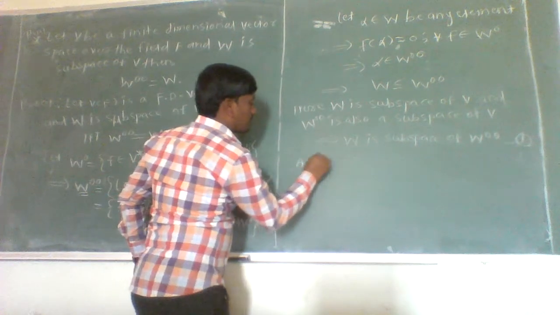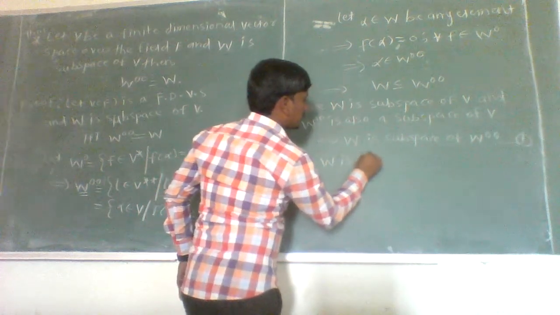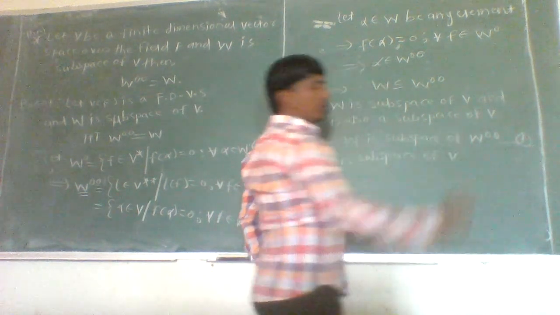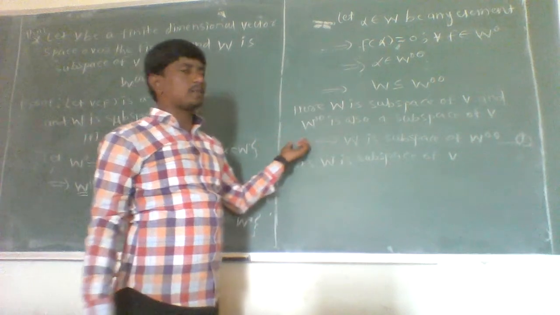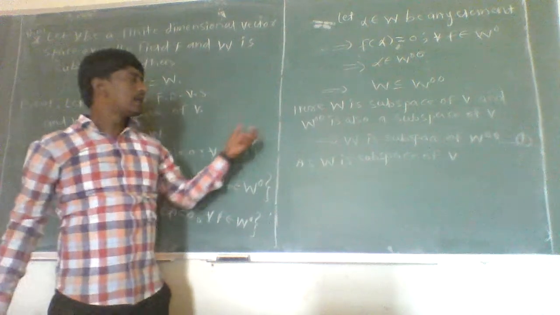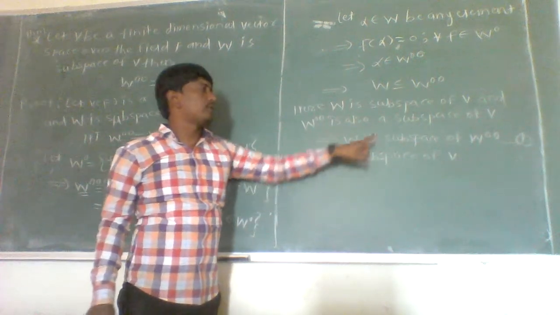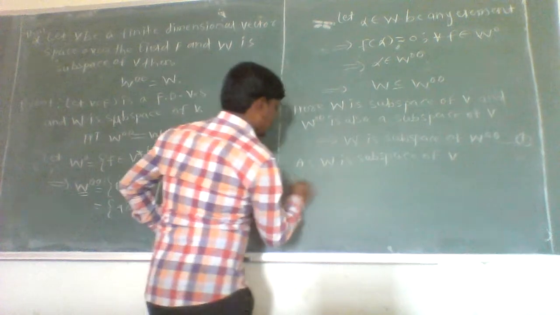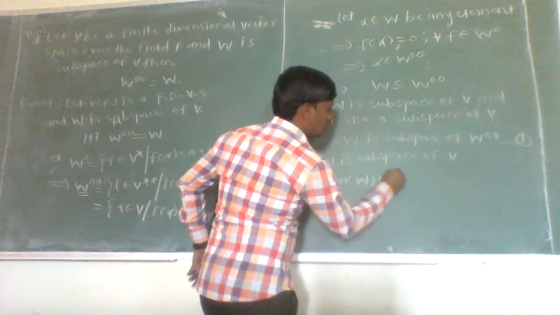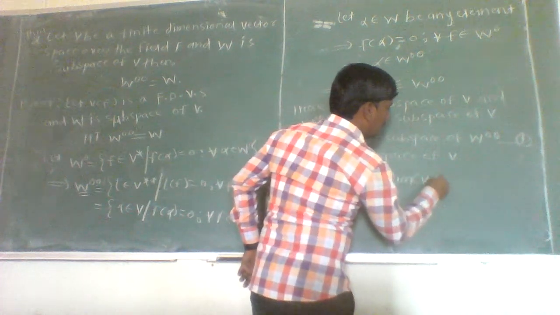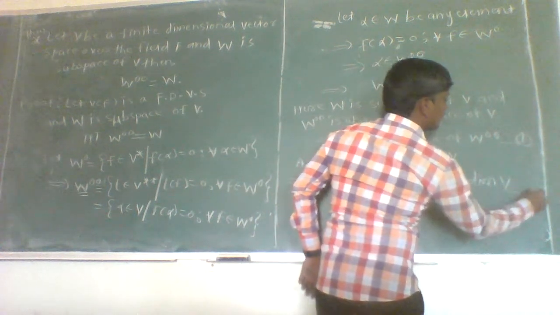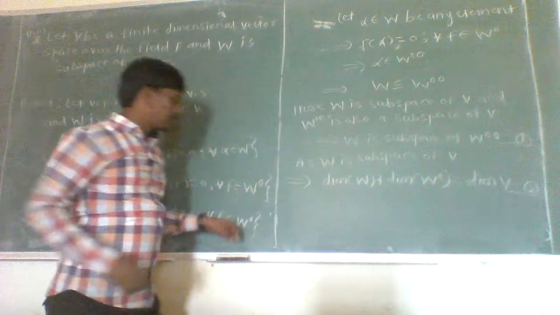As W is a subspace of V, we know that if V is any finite dimensional vector space over the field F and W is any subspace of V, then in the previous lecture we proved that dimension of W plus dimension of W annihilator will be equal to dimension of V. So from this theorem, dimension of W plus dimension of W annihilator is equal to dimension of vector space V. Let us take this equation as equation 2.